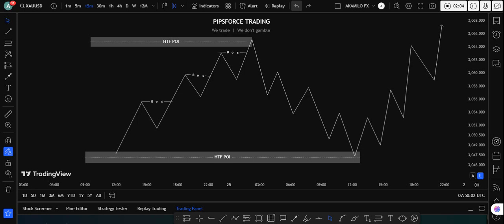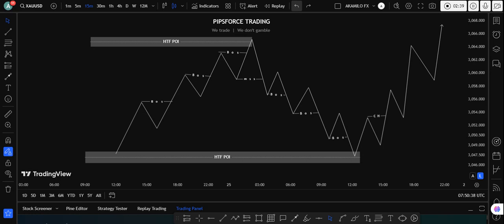Then price got into the high time frame point of interest and begins to change character. In this case, we have price giving a market structure shift to the downside, from an uptrend to a downtrend. If price is breaking this structure to the downside, this is a continuation. If price fails to break another structure to the downside, that's when we have a market structure shift or a change of character.